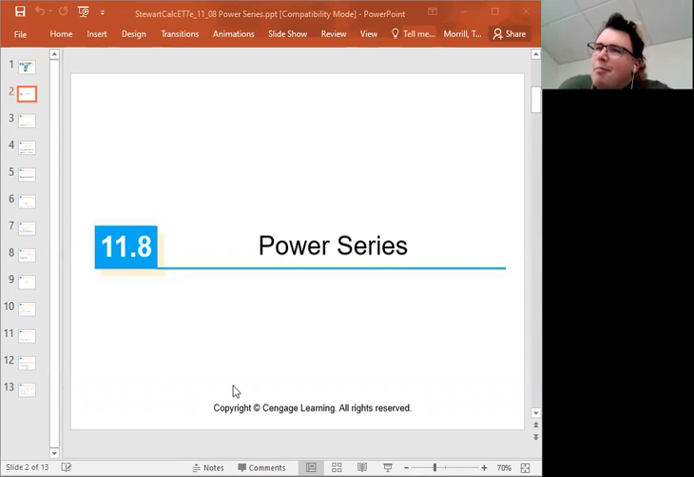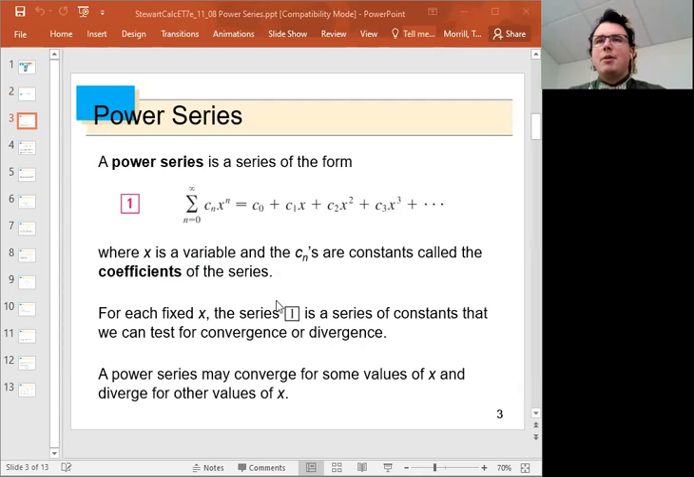Now that we have some examples of infinite series, infinite summations under our belt, let us go a little bit further and talk about a special kind of series called a power series. So what we're going to do is specify just a list of numbers we're going to add up. And the formula we're going to use has two different things going on.